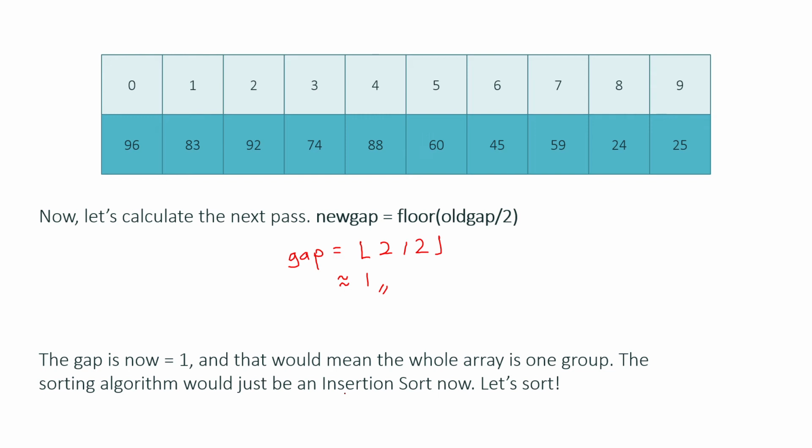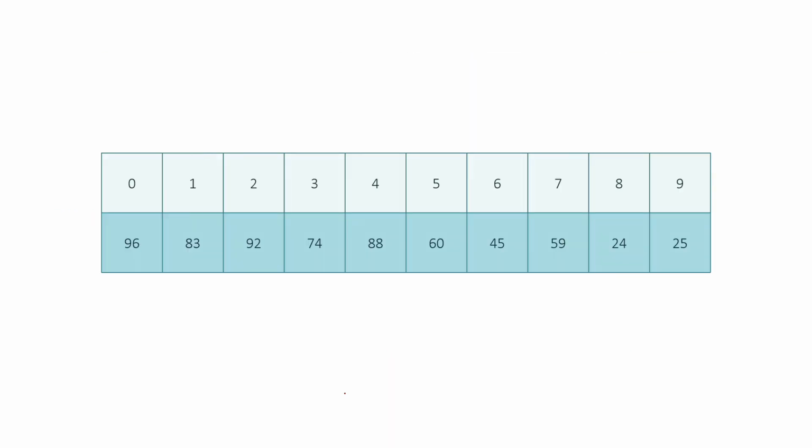The gap is now equal to 1, and that means the whole array is one group. The sorting algorithm would just be an insertion sort now. Let's sort. By default, 96 is already sorted because it is the first element. 83 is not greater than 96, so it is now sorted. 92 is greater than 83, so it swaps places, and 92 is not greater than 96, so it is now sorted.